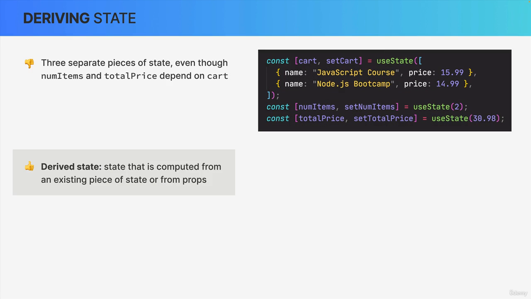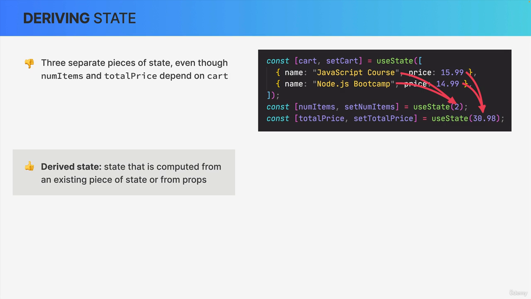So here we have three pieces of state, as we can see by the three useState function calls. However, if we analyze these states, it actually doesn't make much sense that all of them exist, because num items and total price depend entirely on the cart. So num items is simply the number of items in the cart, and total price is the sum of all the prices in the cart. And so all the data for these two pieces of state is actually already in the cart. So there's no need to create these additional state variables.